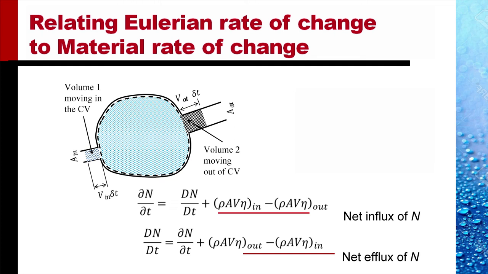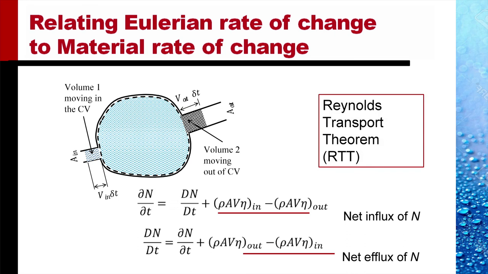Delta N by delta T is equal to dN by dT minus rho AV eta at the inlet minus rho AV eta at the outlet. This is the net influx of N. And we can write this in an alternate form. dN by dT is equal to del N by del T plus the net outflux of N. This is known as the Reynolds transport theorem and is a very useful theorem for analyzing fluid flows.